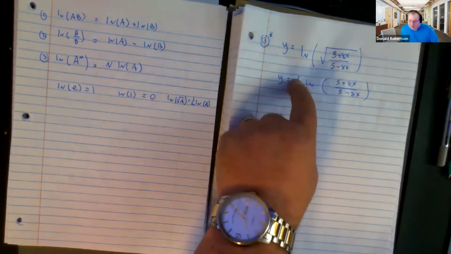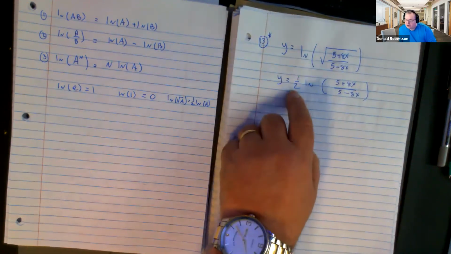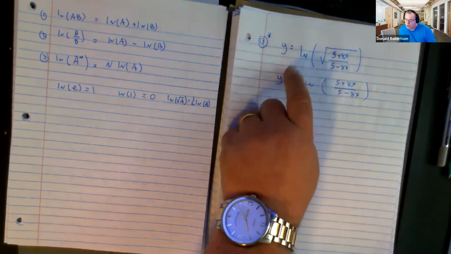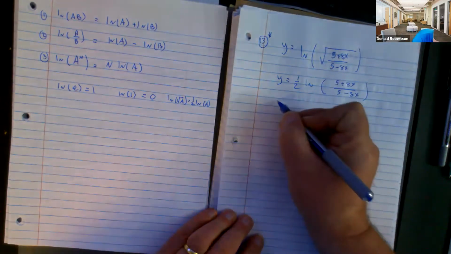So square roots get you half powers. If this had said cube root, wouldn't I just put a third here? If it said a 9th root, I'd put 1/9 there, right? Now that's a little bit nicer, a little bit easier to differentiate, but we can do better.